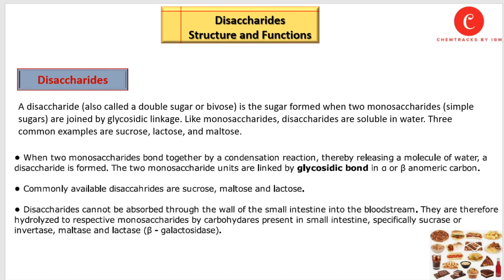The two monosaccharide units are linked by a glycosidic bond at the alpha or beta anomeric carbon. Commonly available disaccharides are sucrose, maltose, and lactose. Disaccharides cannot be absorbed through the wall of the small intestine into the bloodstream. They are therefore hydrolyzed to the respective monosaccharides by carbohydrases present in the small intestine, specifically sucrase or invertase, maltase, or lactase. Lactase is also called beta-galactosidase.